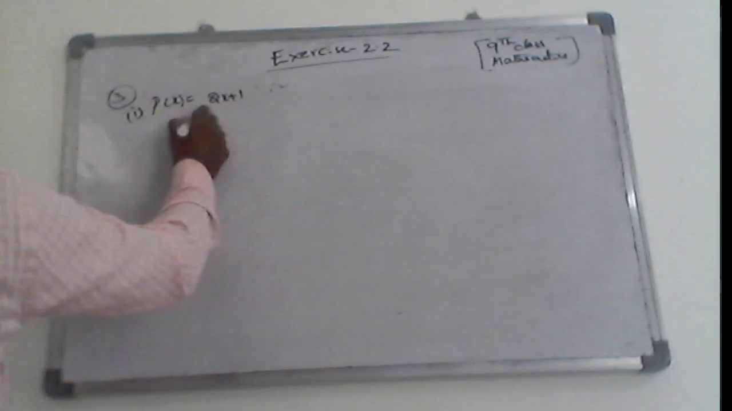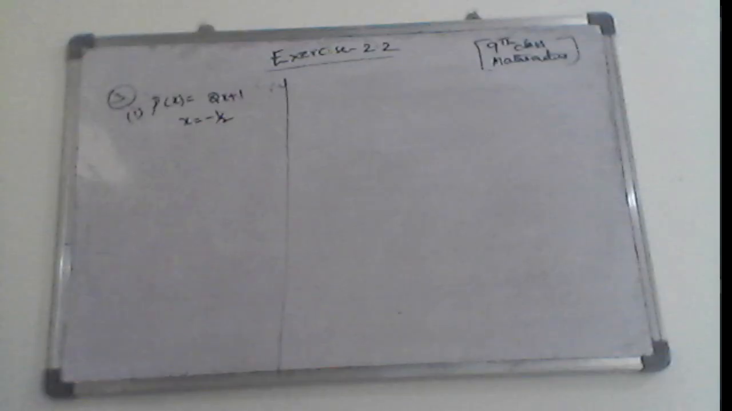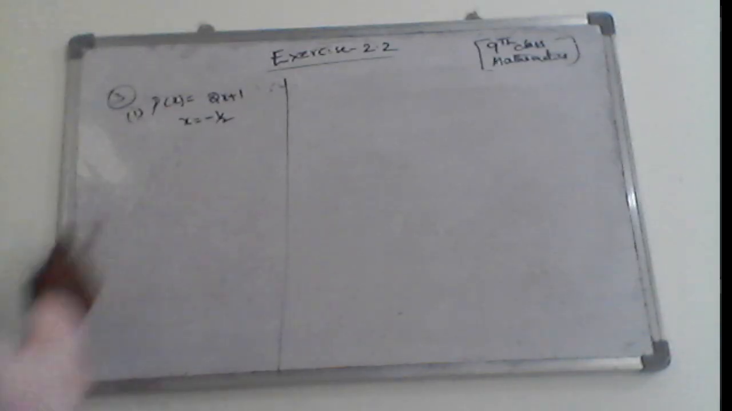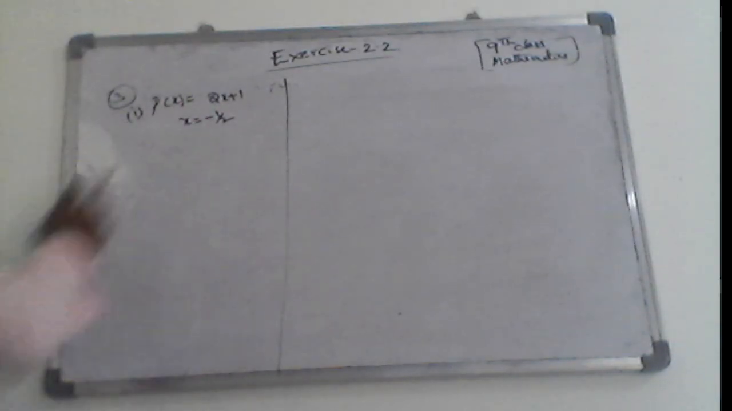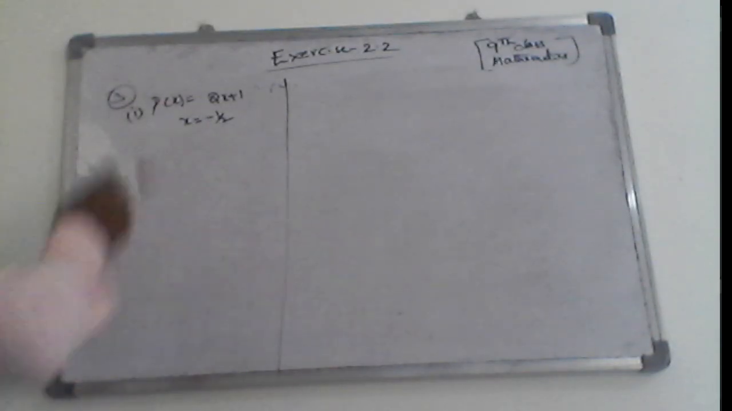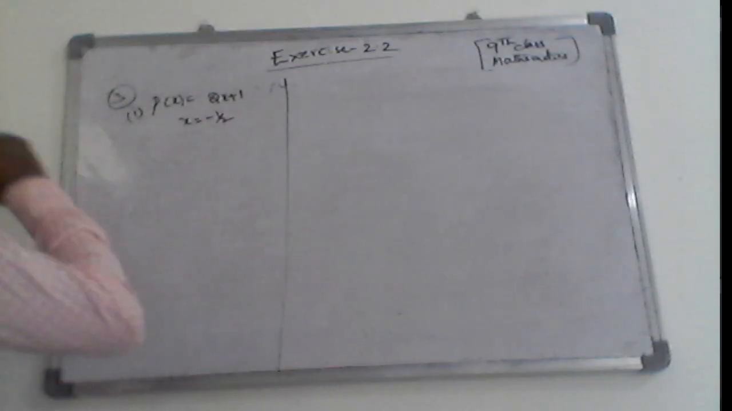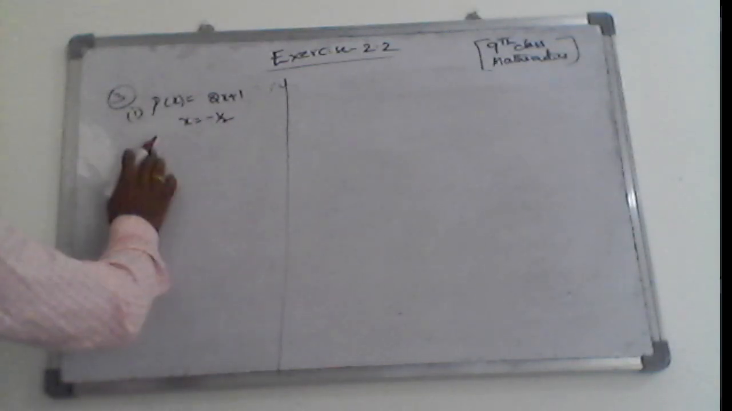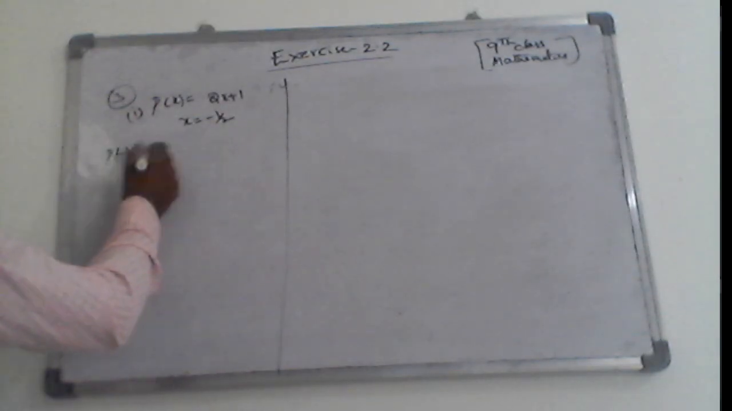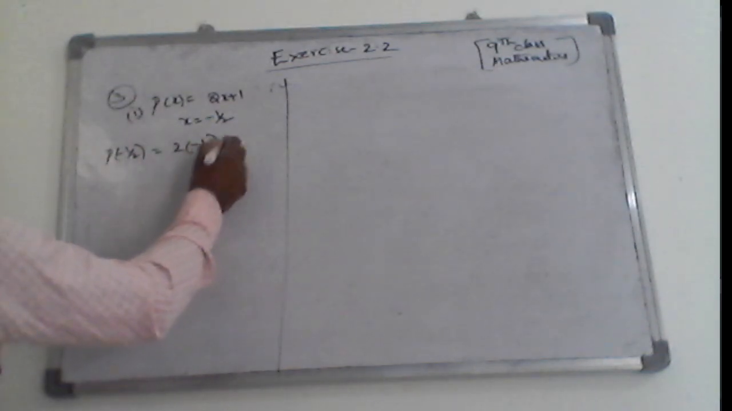Where x equal to minus 1 by 2. Substitute this value in this equation, you will get 0. Only then is the given condition satisfied, and x is a zero of the polynomial. If we substitute x equal to minus 1 by 2, P of minus 1 by 2 equal to 2 into minus 1 by 2 plus 1.